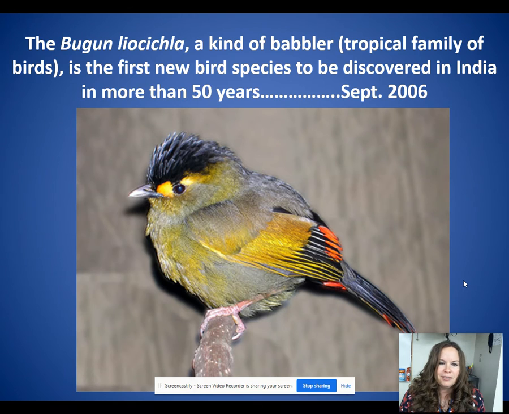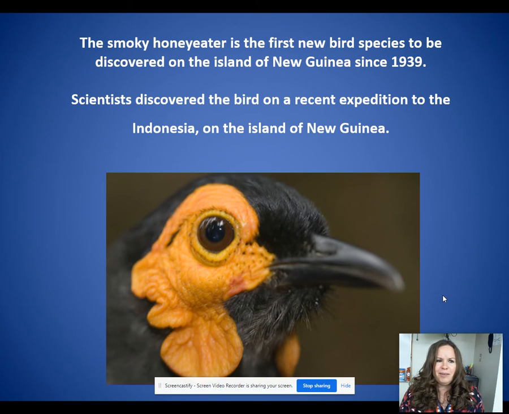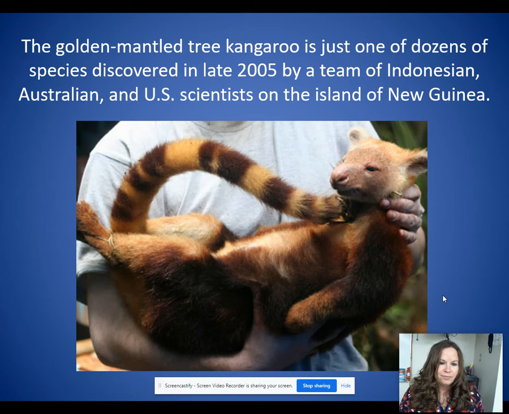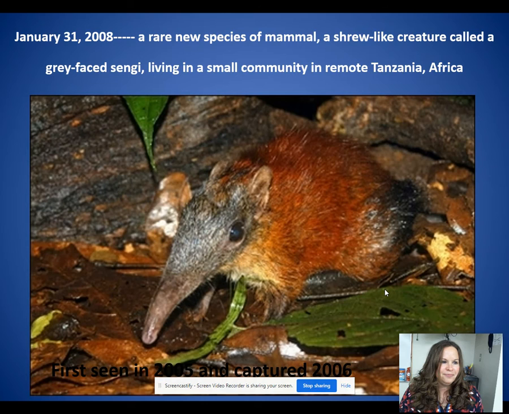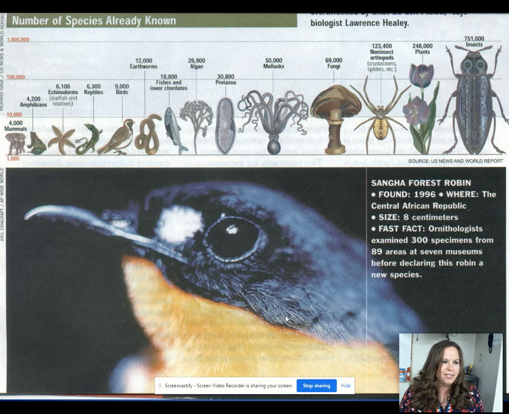Or how about a little more recent, 2006, another species of bird, a type of babbler from India. Or I love this name, the smoky honey eater, found on the island of New Guinea in Indonesia. And the golden mantled tree kangaroo, I love that one. This little frog here is just so tiny, it would have been under a leaf cover. This little guy evaded individuals who first saw it, and they had to re-find it again in 2008. That was reported. There's some data for you.